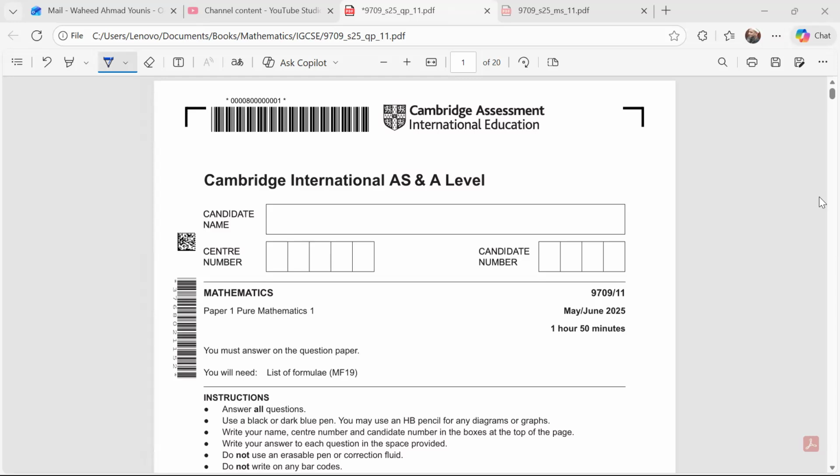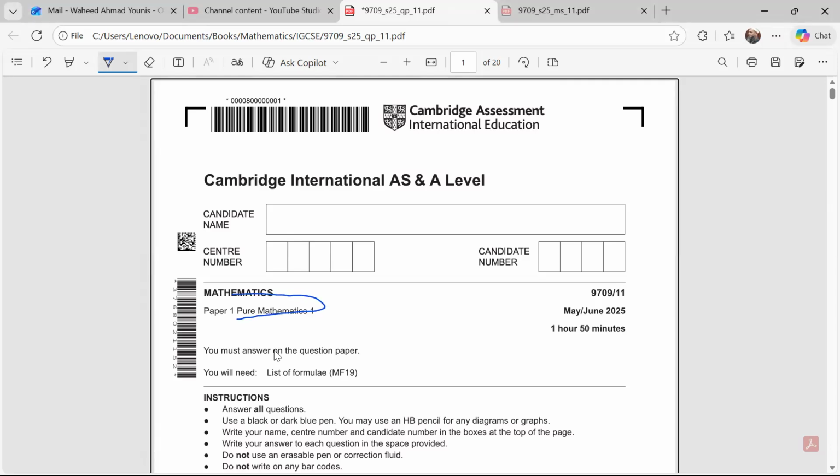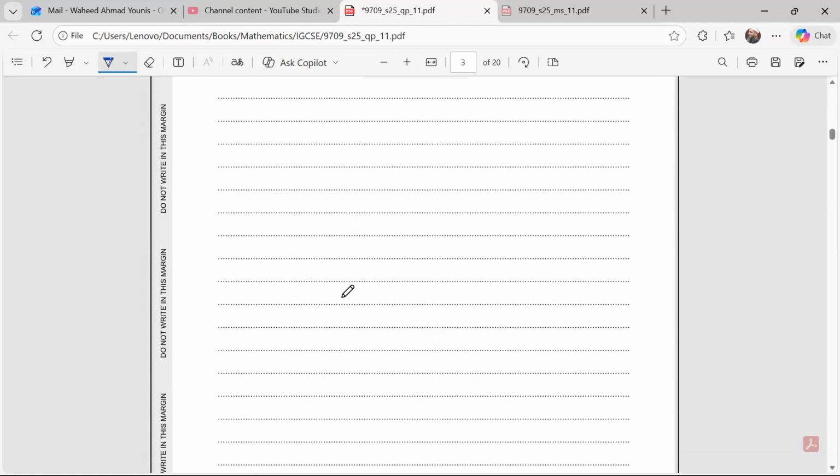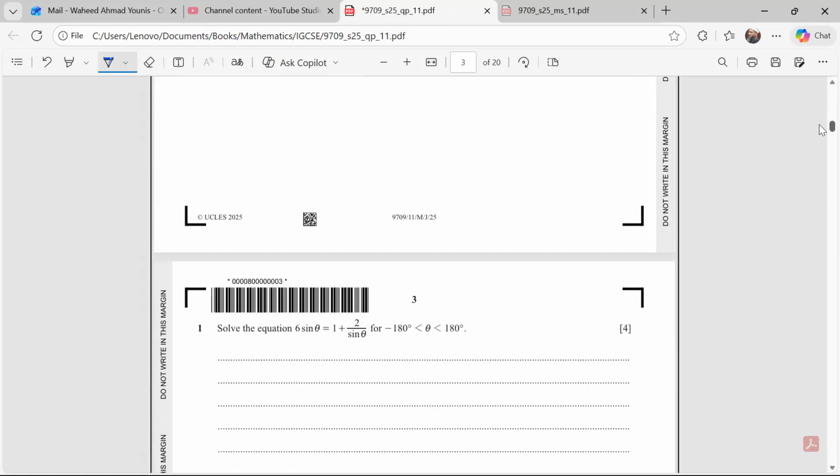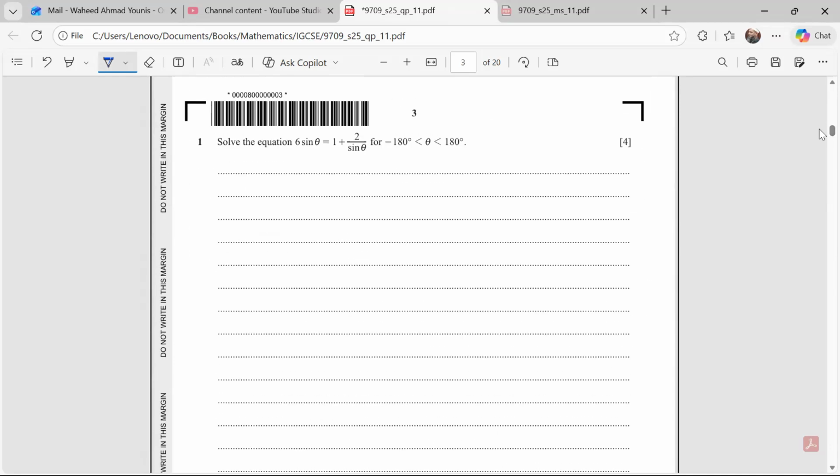From today I will start solving this previous exam paper, and this is for pure mathematics. You can see it is May June 2025, and it's pure mathematics. So let's start. Let's move on to question number one. Solve the equation.